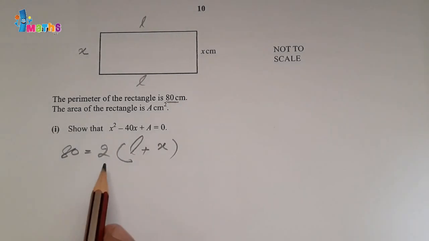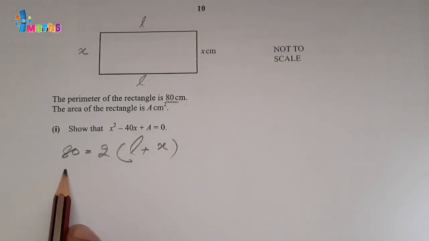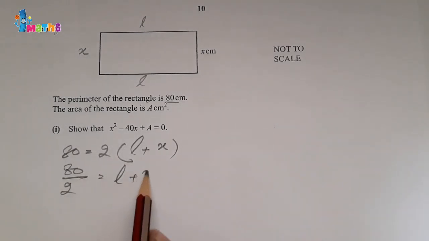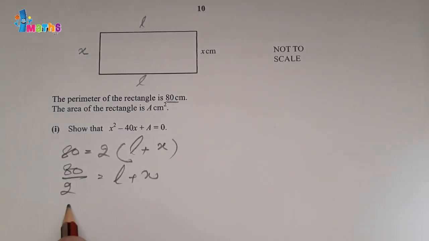So this will be the formula. We can shift this 2 to the other side, so it will be 80 by 2 is equal to L plus X. So this will be 40 is equal to L plus X, and we can find the value of L, which is 40 minus X.